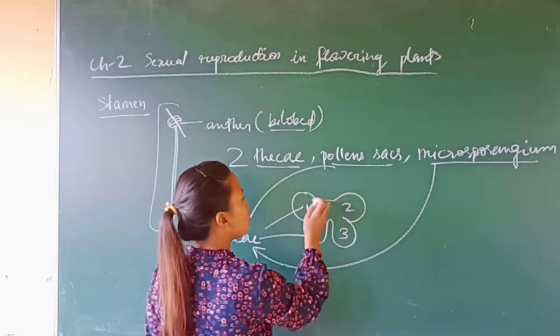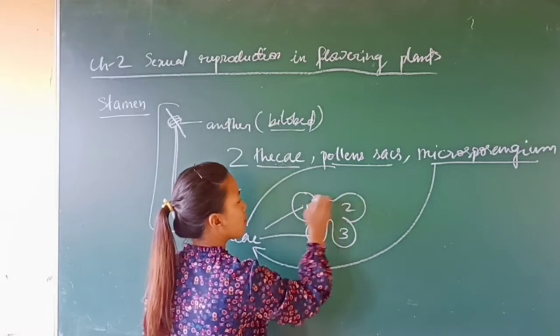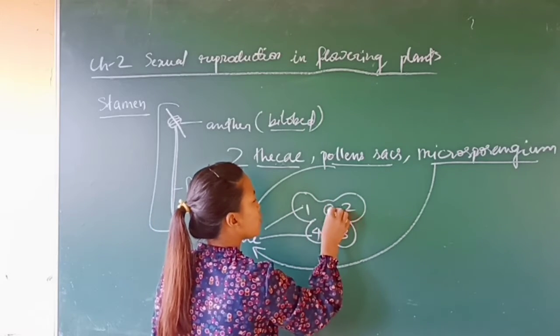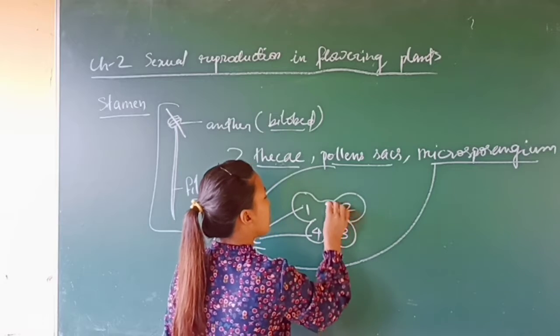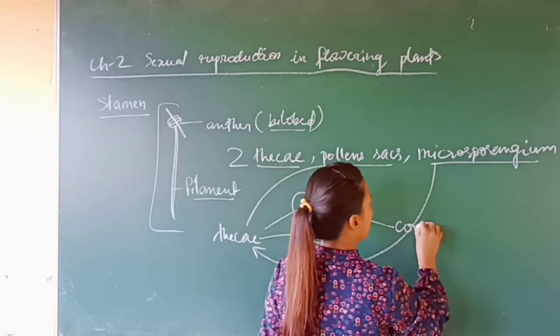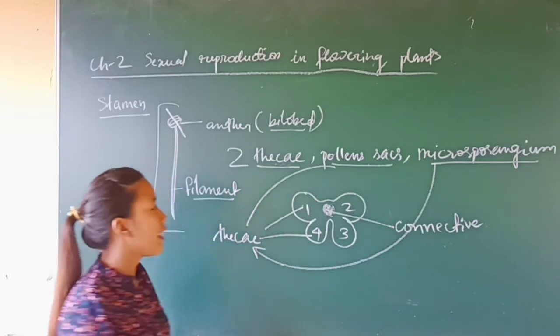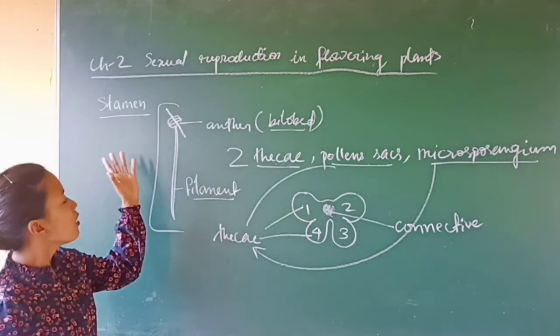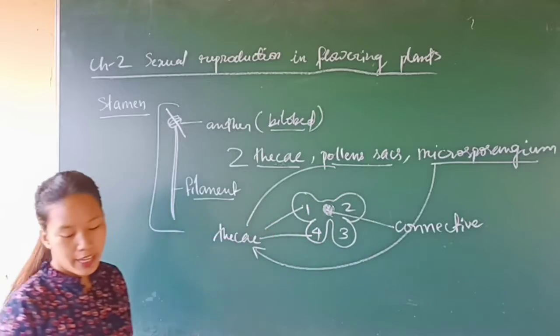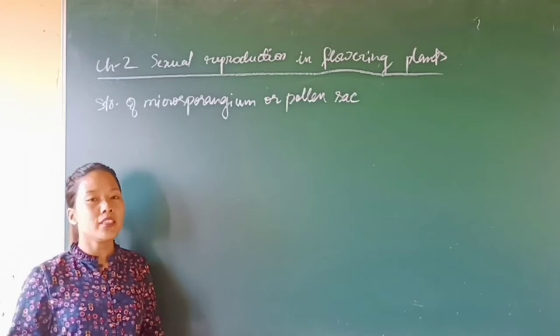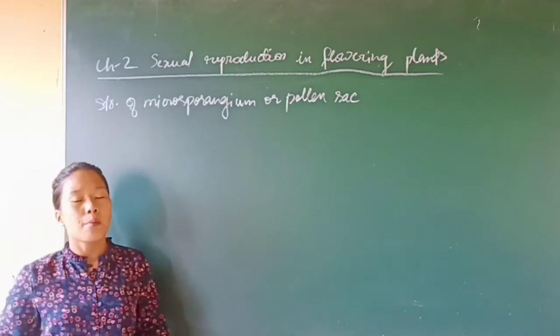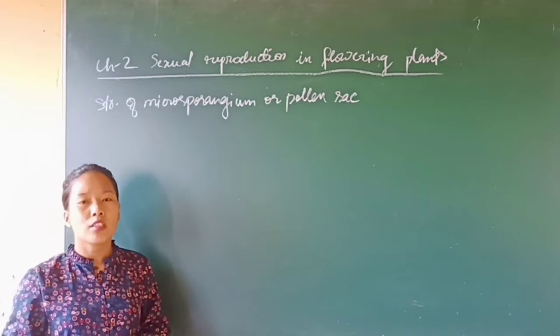And then these two lobes, first lobe, second lobe, are connected with a tissue here called the connective. So this connective connects these two lobes of the anther. This is the transverse section of this anther. Now let us study the structure of this microsporangium or pollen sac.